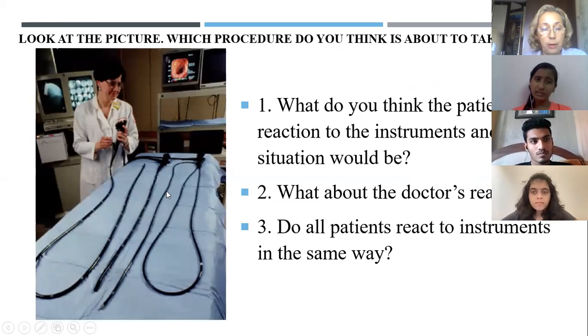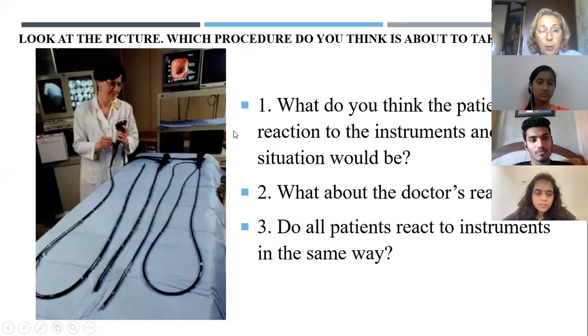Which procedure? The ultrasound? Laparoscopy. Yes, laparoscopy. So when you interfere into the patient's body with medical equipment, what do you think the patient's reaction to the instruments and the situation would be?